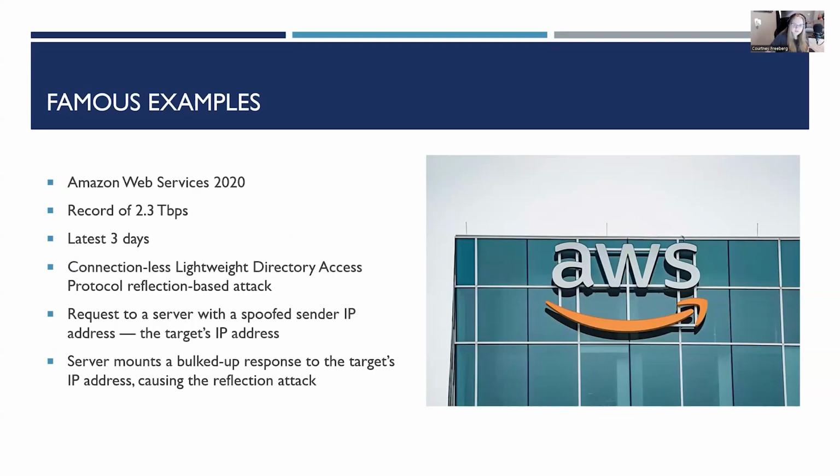Amazon Web Services was attacked in 2020, and they recorded about 2.3 terabytes per second, which is the largest I could find. It lasted 3 days. It was known as a connectionless lightweight directory access protocol reflection-based attack. Basically, it sent a request to a server with a spoofed sender IP address, so they couldn't see where it was coming from. The server sends a bulk response to the target's IP address, causing a reflection attack.